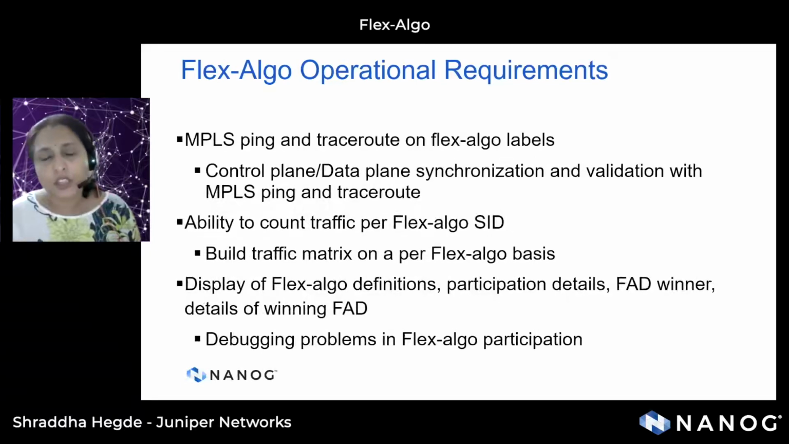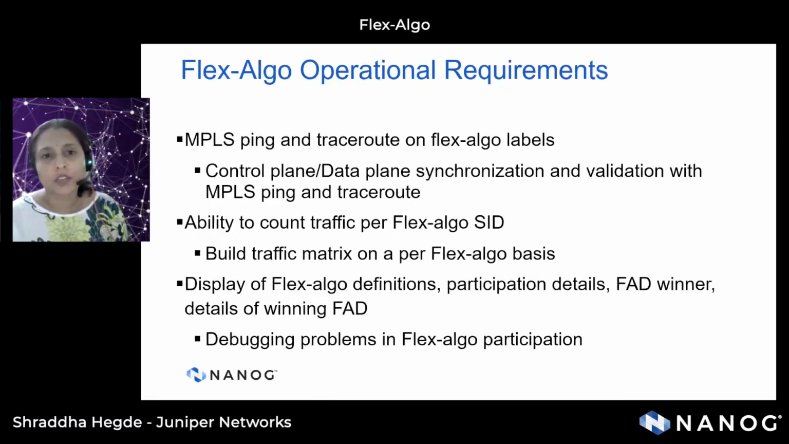So FlexAlgo is a new feature. So when you deploy this new feature, operationally to deploy this or to debug this, what would be needed? And I have listed down some of the operational requirements that I think an implementation should support to be able to easily debug this feature.